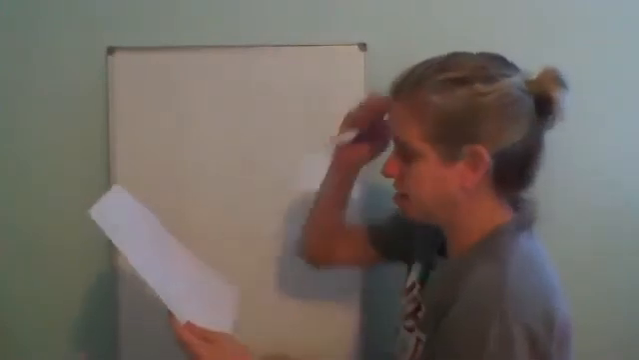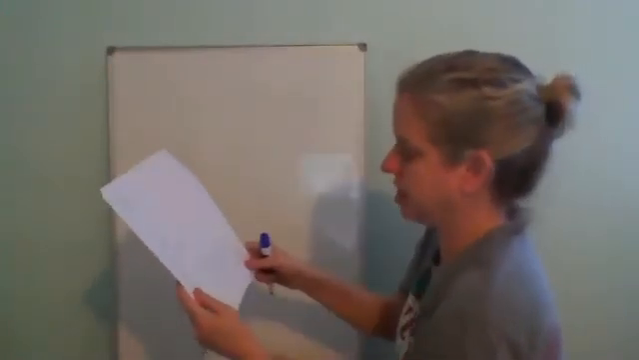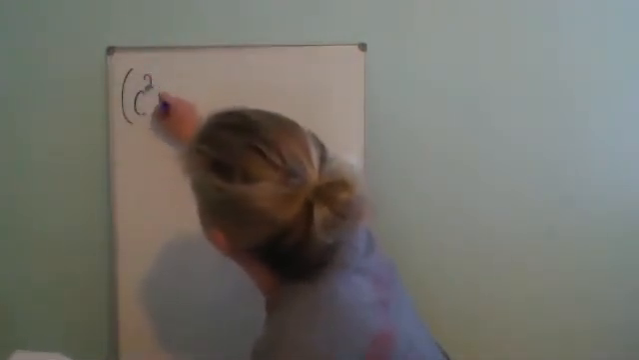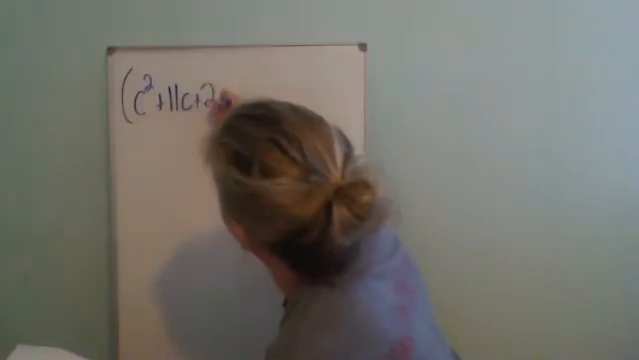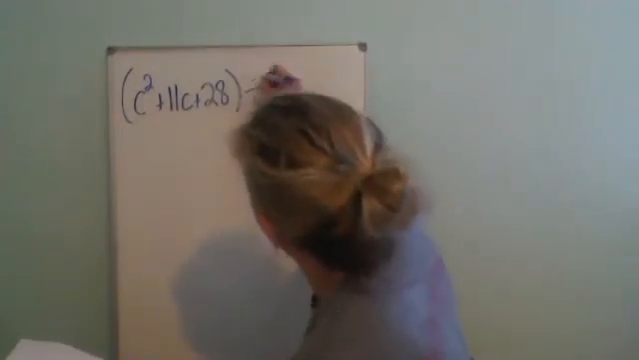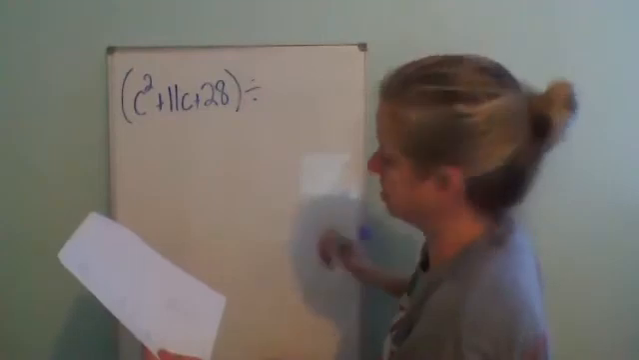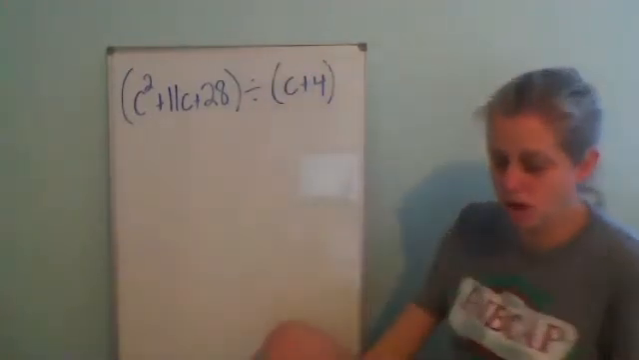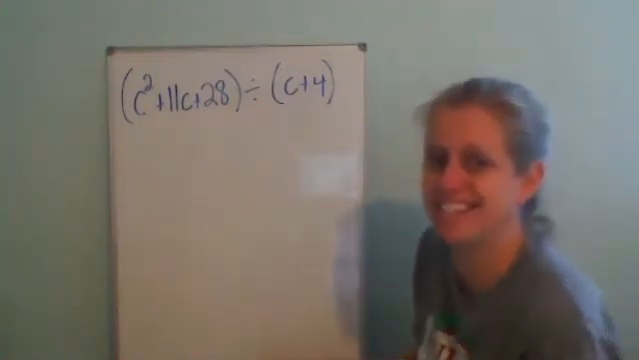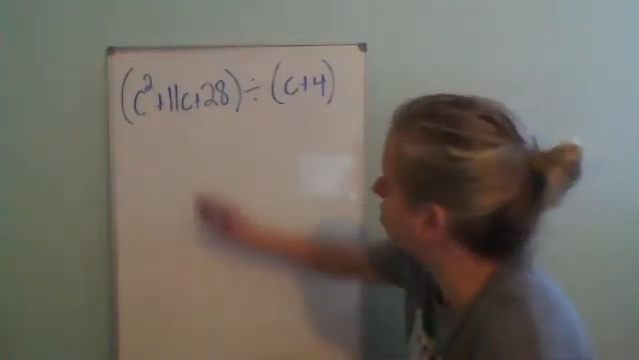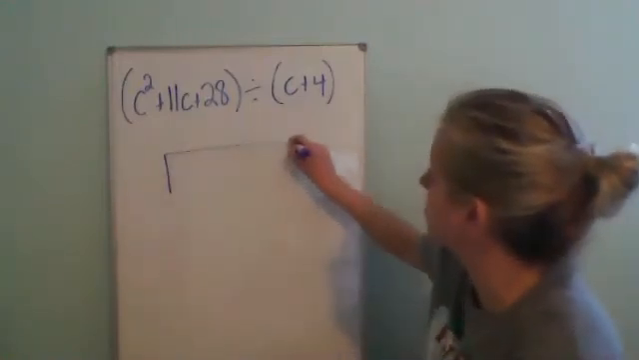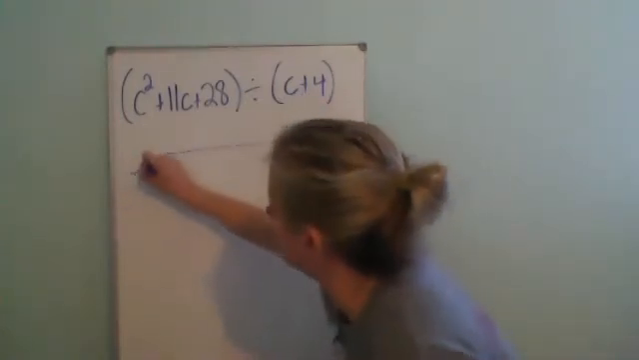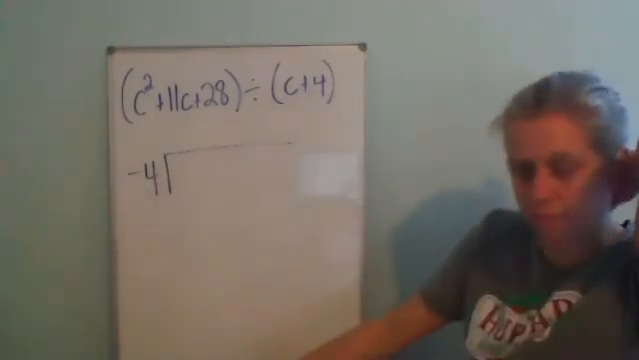Number 13. So this one is a division problem. C squared plus 11c plus 28 divided by c plus 4. Now, remember when I made that video for you, I showed you how to do that synthetic division. And that's where we made our division symbol like this. But here, this plus 4, we took the opposite of that number and put it out here. So we put a minus 4 out there.